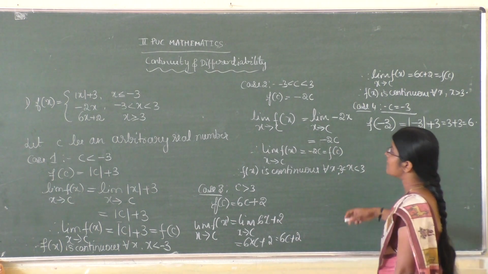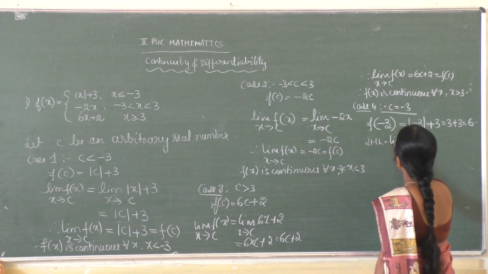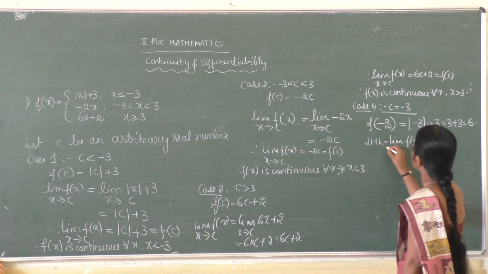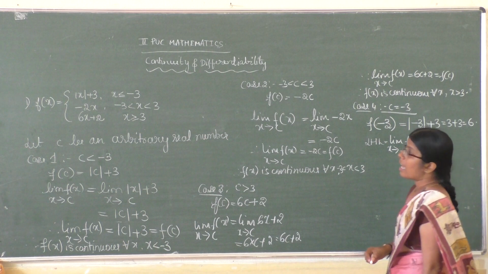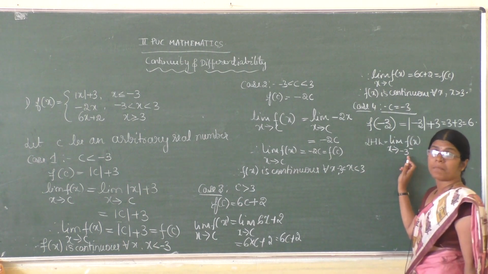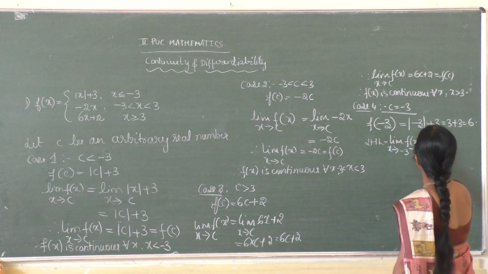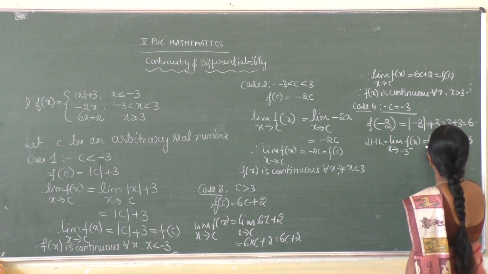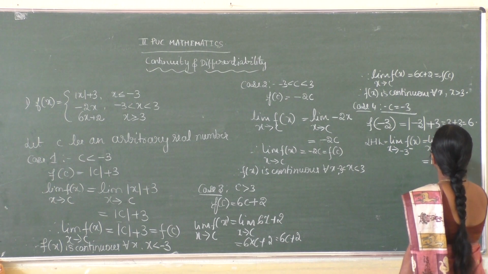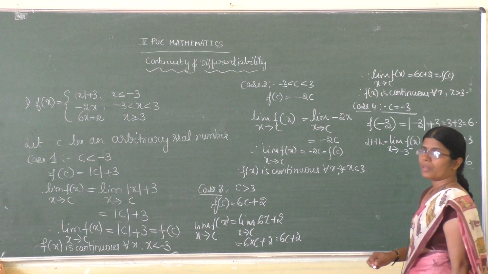Okay, now we have to consider left hand limit, that is equal to limit of f of x as x tends to minus 3. When x is less than minus 3, x approaches to minus 3 from the left side, and that equal to limit of modulus of x plus 3 as x tends to minus 3. We are getting modulus of minus 3 plus 3, and that equal to 6.